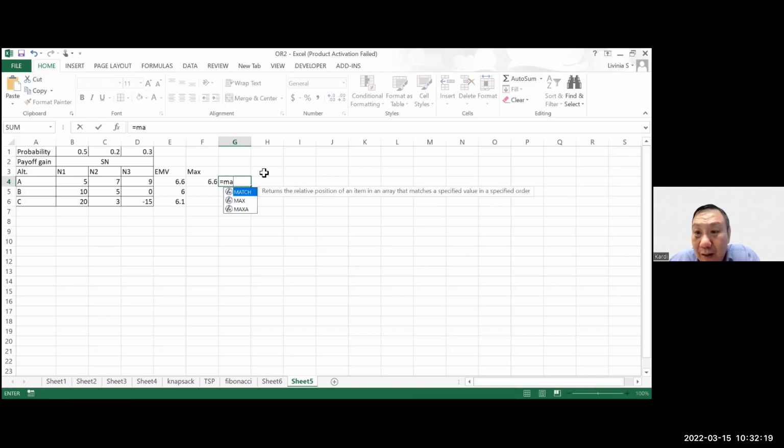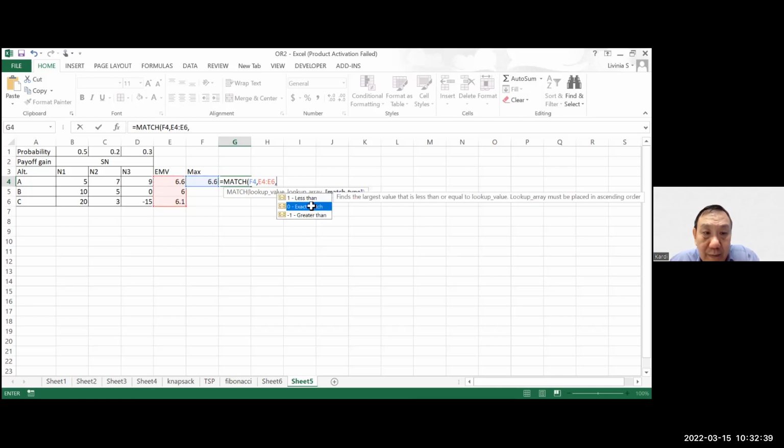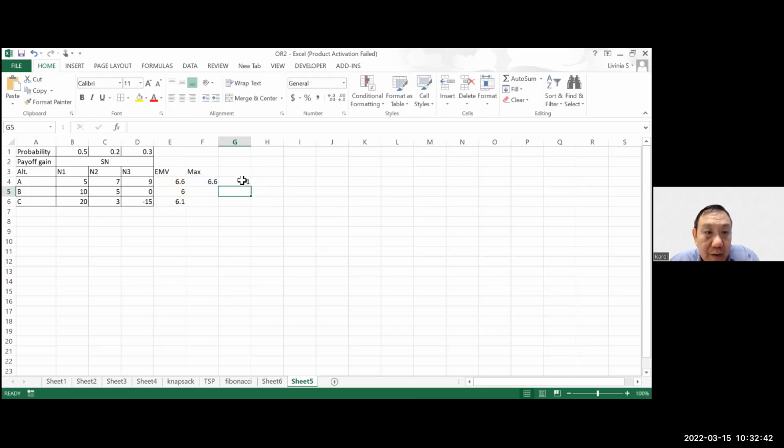There's no argmax function in Excel, right? Okay, so you can use MAX. MAX will give you the relative position. So that one is the maximum, comma, the lookup array is the EMV. And then the match type is exact. Very good. So you see that you get the one exactly. And then you need to get the alternative, right? It is A, B, or C.